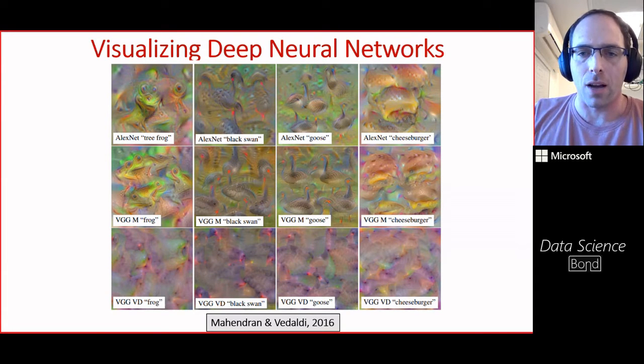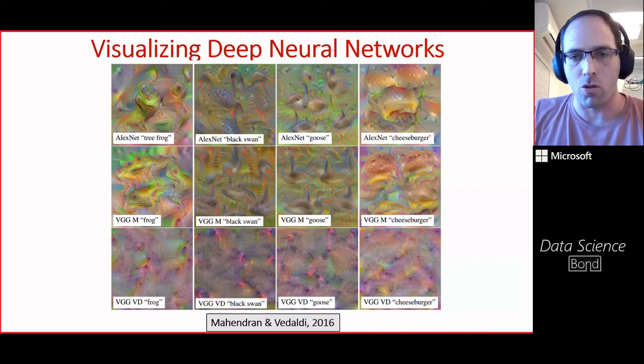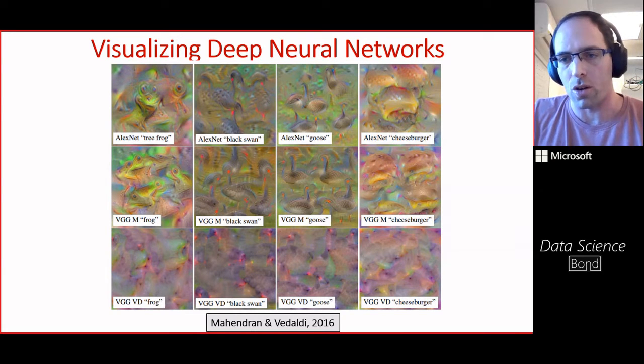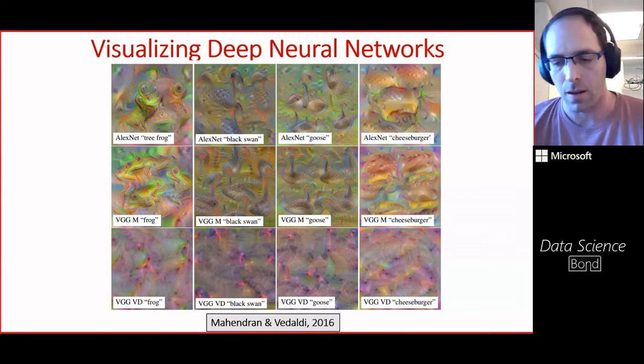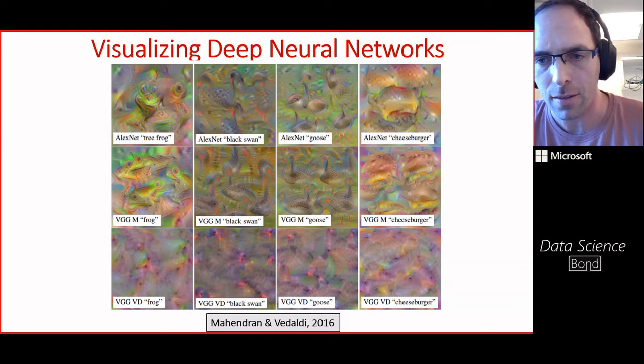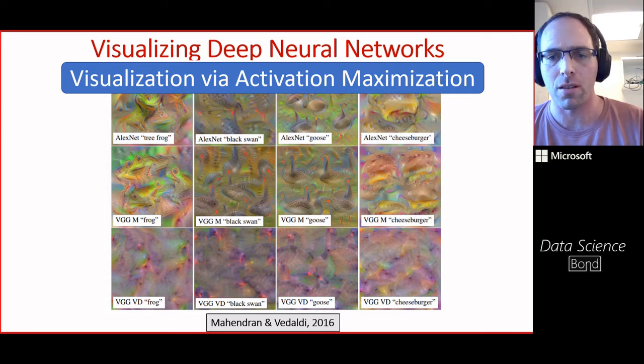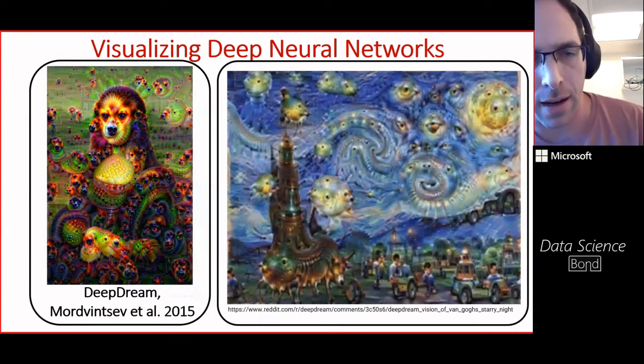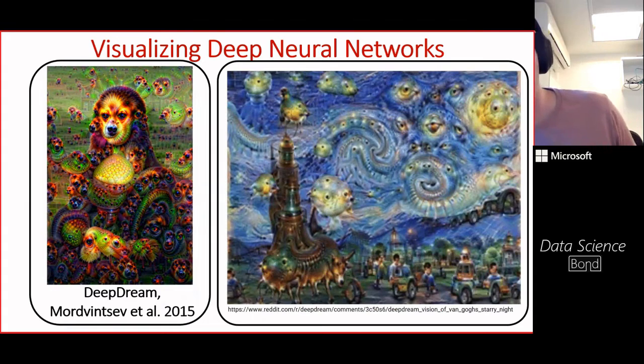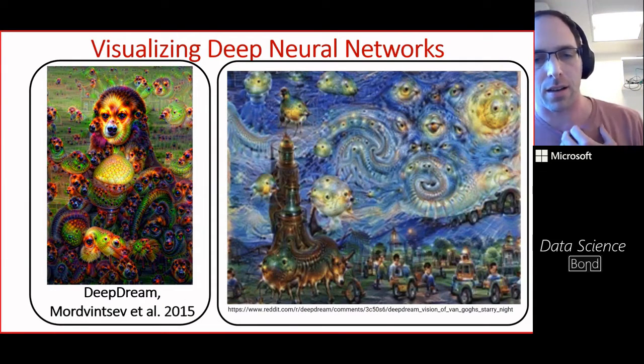So you can look at it as some kind of, again, maximizing or minimizing some loss, which is going to be just a score of some class. And this is called visualization via activation maximization. This was also done for the sake of artistic results.